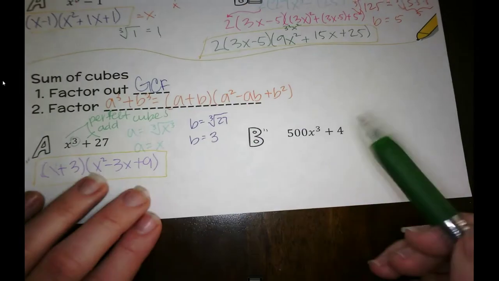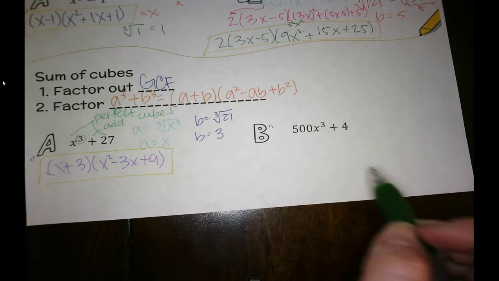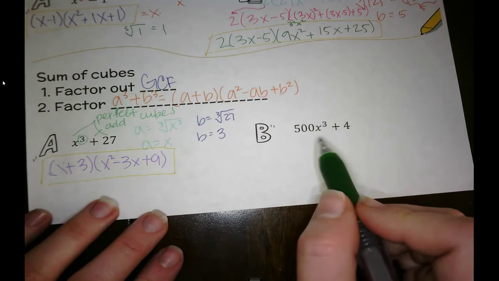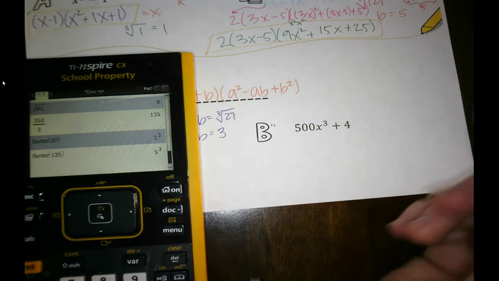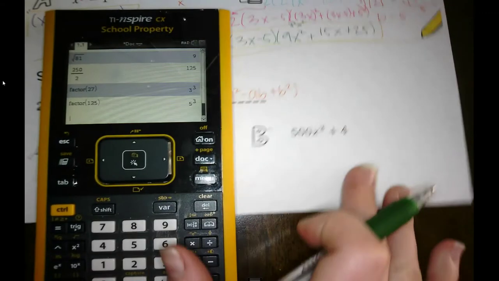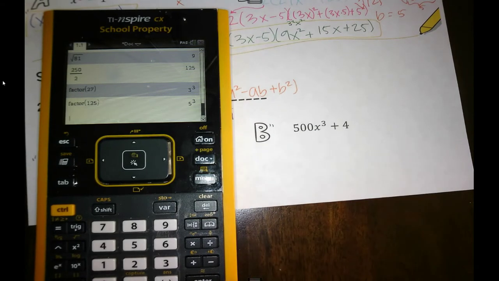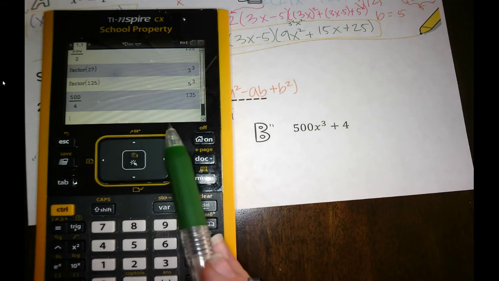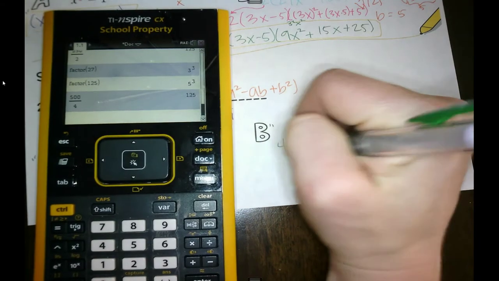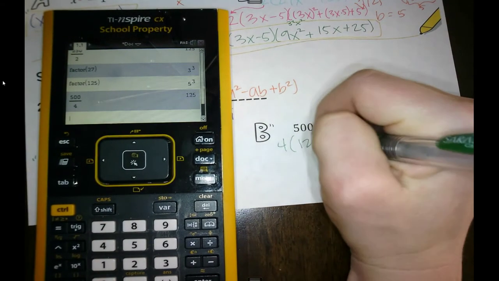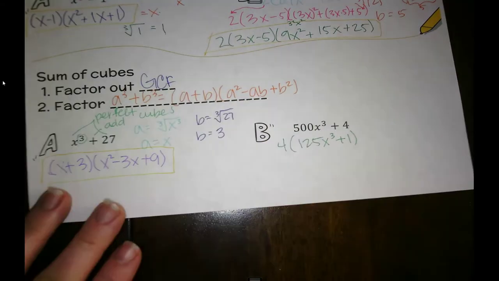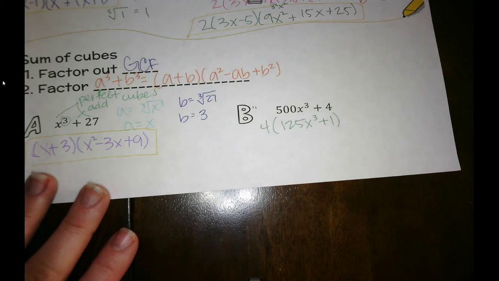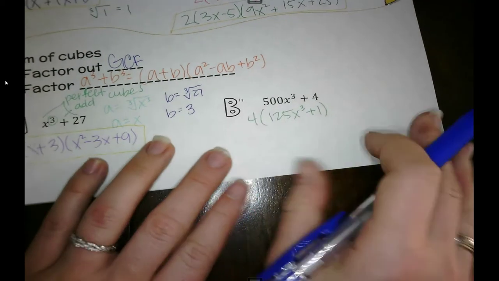Okay, let's do this one real quick. Do we have a GCF? So I do know that both of my numbers are even. They are divisible by 2, so that's a common factor. But let's see if 500 is divisible by 4. It is. So then our GCF is 4, and I'm going to pull that out. That's 125 x to the third plus 1. Okay, so our 4 is going to be part of our answer, and it's just going to hang out front.